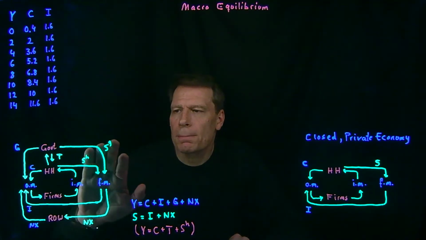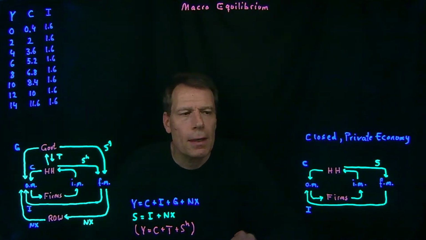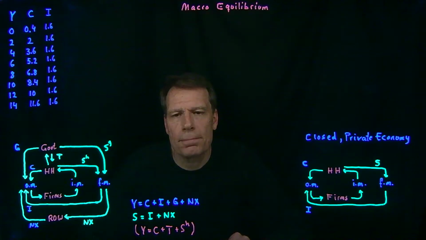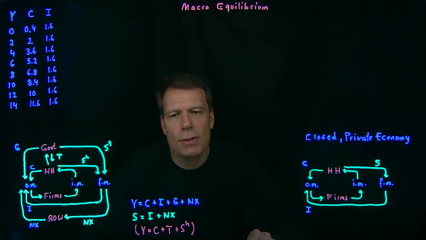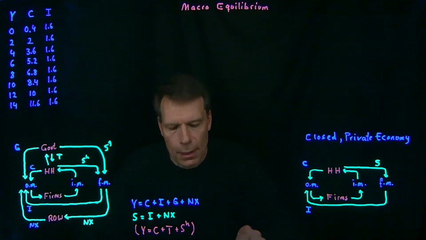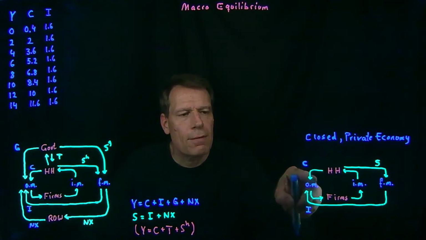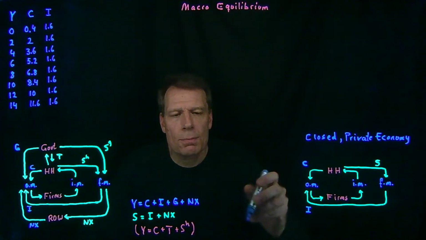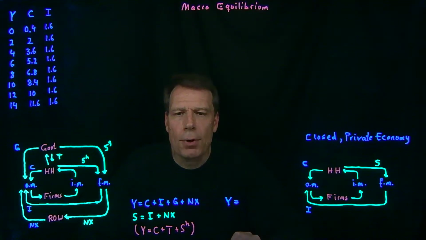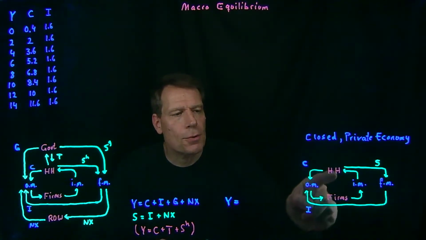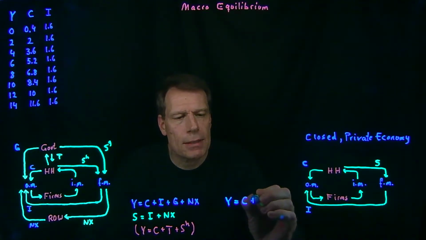Now when we strip the government and the rest of the world from the circular flow diagram, we get this circular flow diagram. And now we can see whether we can find those same equations in this diagram. So first we can look at output markets. If output markets are in equilibrium, what's being produced must be equal to what's being purchased. But now only households and firms are purchasing, so it must be equal to consumption plus investment.